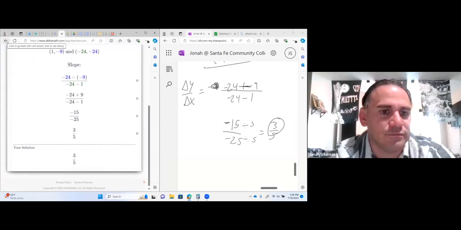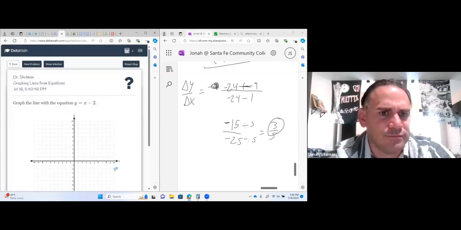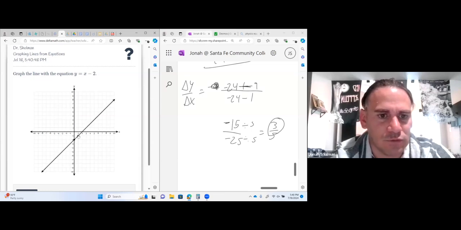Ta-da! All right, let's graph a line from an equation. So there's your minus 2. And our slope is just 1 over 1. There's nothing there. Imagine a 1 and a 1. So there she is.